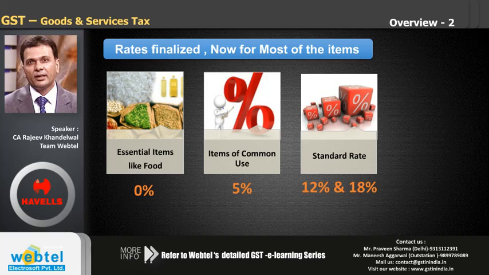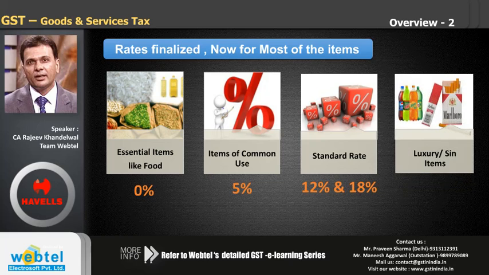And then finally there is a high rate of 28%, which is for luxury items like air conditioners, etc., or for sin products like tobacco products, like cigarettes, like cold drinks, etc. On all these products, the highest rate of 28% will be levied, and even in these products, luxury products and sin products, a cess will also be there.